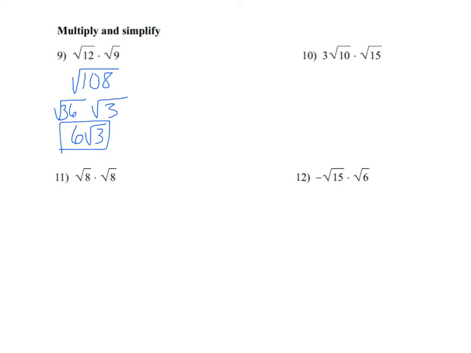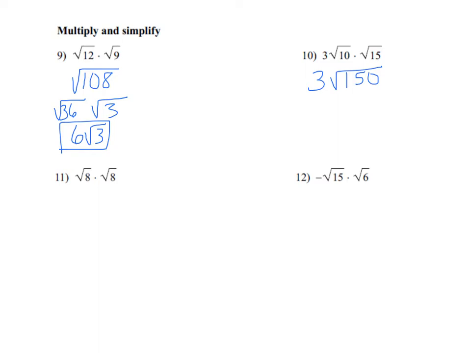Let's look at number 10. All right, so remember, you can multiply things that are outside the radical and things that are inside, but not both. So like this 3 and this 10 can't actually get multiplied because the 3 is outside the radical, the 10 is inside. This square root of 15, we'd assume there's a 1 out here in front of this. So what you're multiplying are those coefficients. So 3 times 1 would get me a 3. And then I'd have a square root of 150.